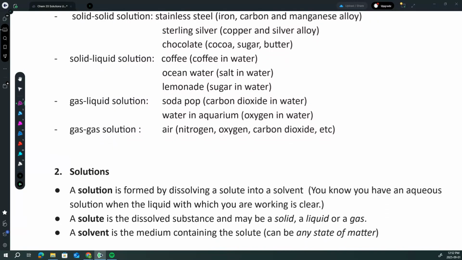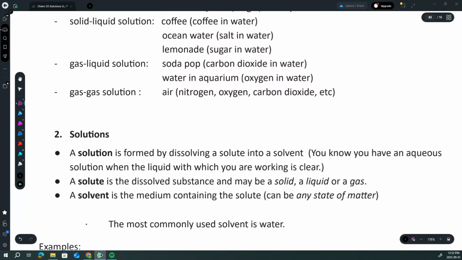So last but not least, we have a gas-gas solution. If you take a look at the air around you, you can't pick out all the different types of gases that are in the air. The air that we breathe, a lot of it is nitrogen. Obviously there's oxygen and carbon dioxide in it, as well as other gases such as argon. However, you can't pick out the different gases even just looking around you at the air.